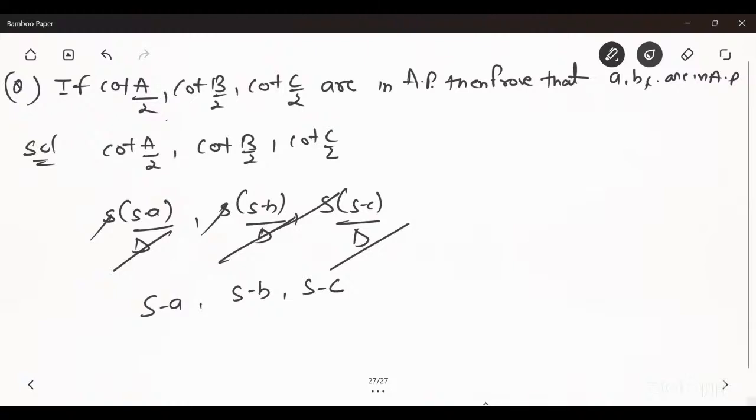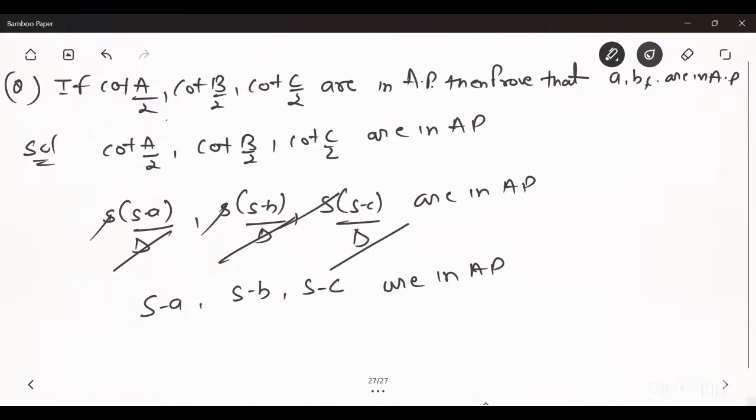Now, if cot A by 2, cot B by 2, cot C by 2 are in AP, then their values are also in AP. So s minus a, s minus b, s minus c are in AP.